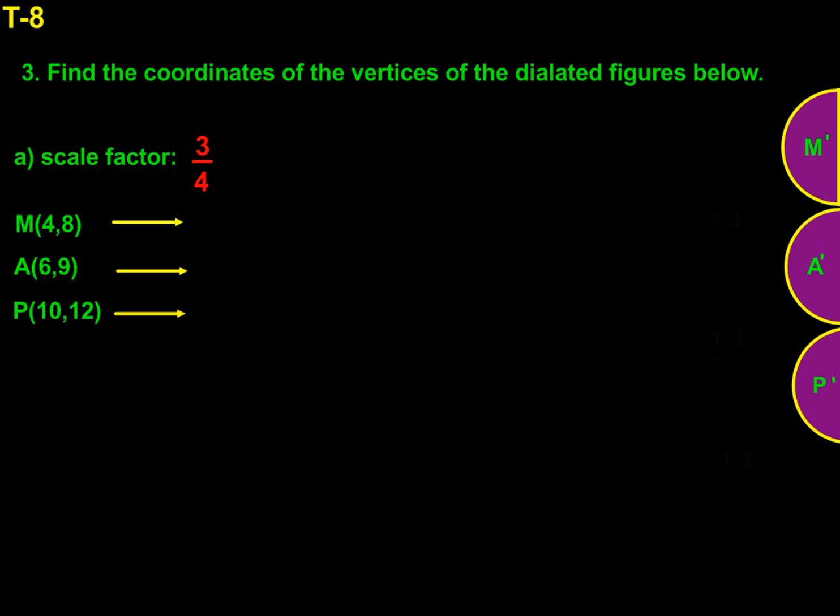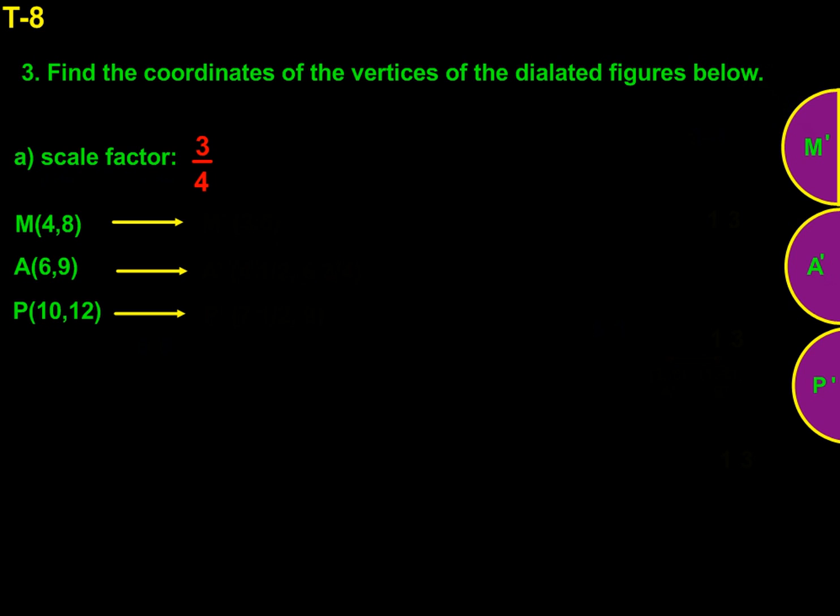Okay, we are going to start off by taking a look at number 3. We're going to find the coordinates of the vertices of the dilated figures below. And so we have a scale factor that we've been given of 3/4. Since 3/4 is greater than 0 but less than 1, it indicates that if we were to draw this out, it would be a reduction.